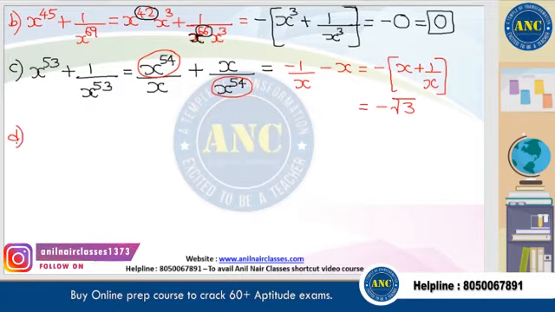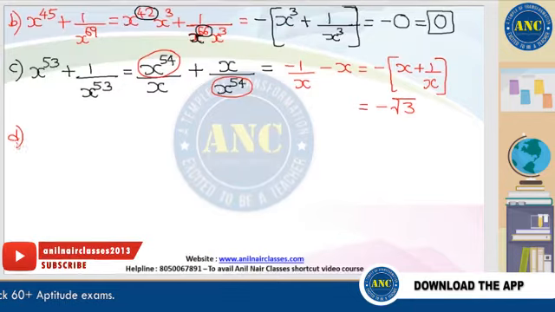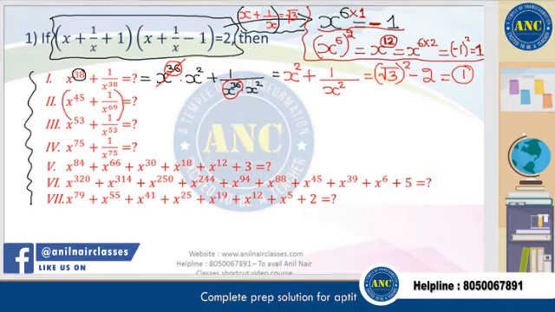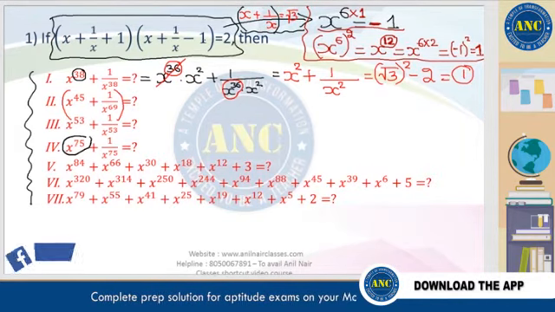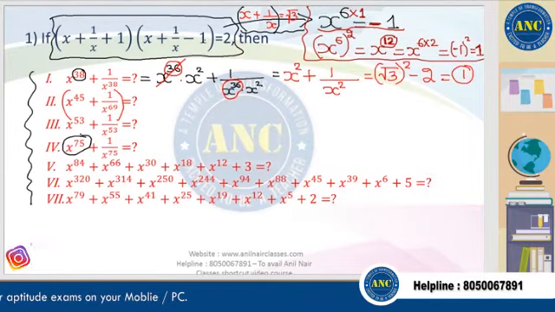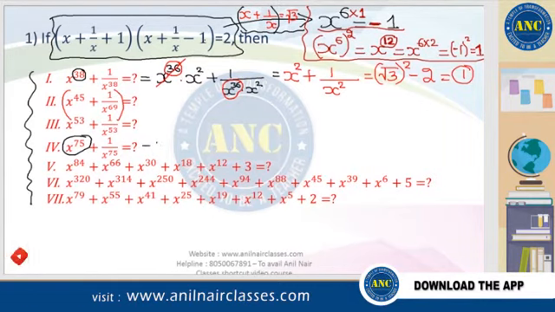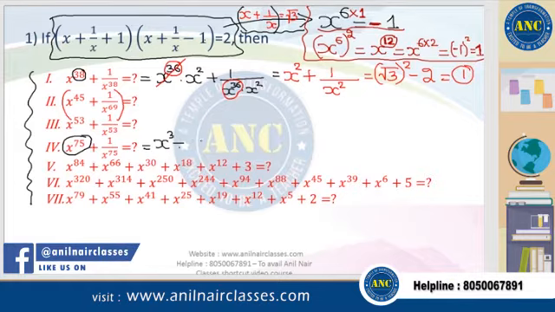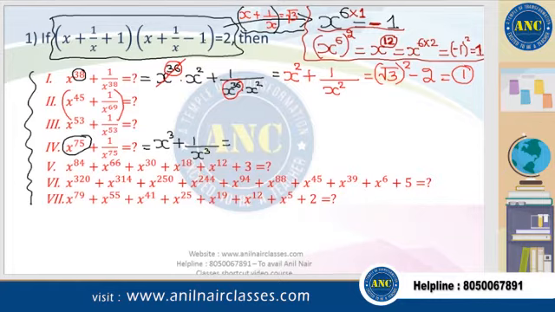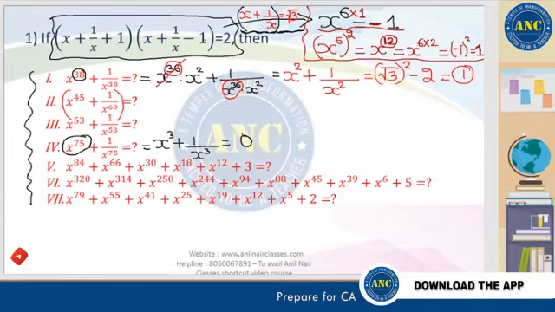Let us move on to the fourth sub question of the first question. X power 75 plus 1 by x power 75. It is not at all a difficult question. See here, x power 75 is x power 72 into x power 3. But 72 is nothing but 6 into 12. It is an even multiple. So this is nothing but 1 into x power 3. So the first term is x power 3. Similarly, the second term is 1 divided by x cube. And we know the property that if x plus 1 by x is equal to root 3, directly we know that x cube plus 1 by x cube value is equal to 0.